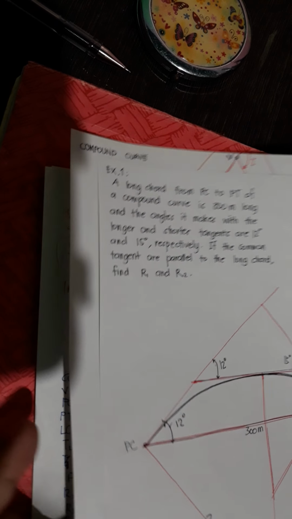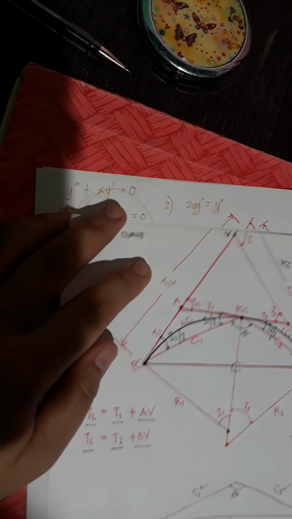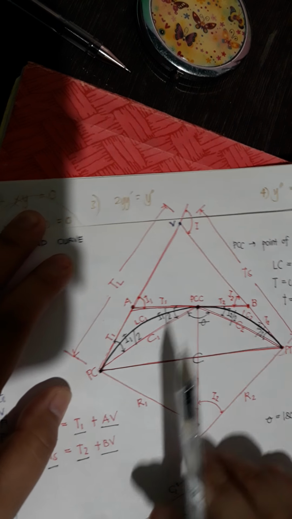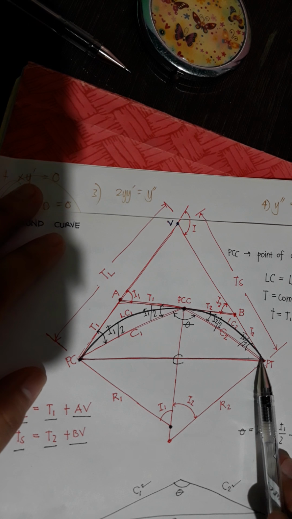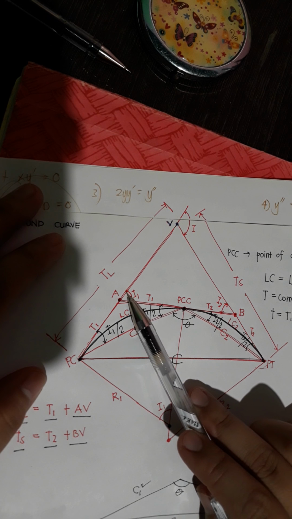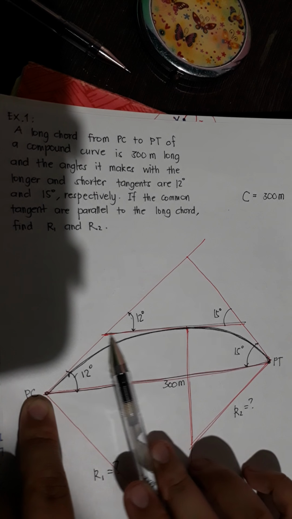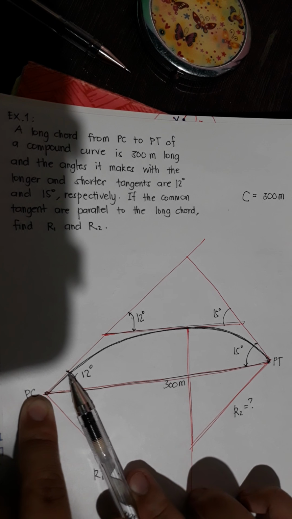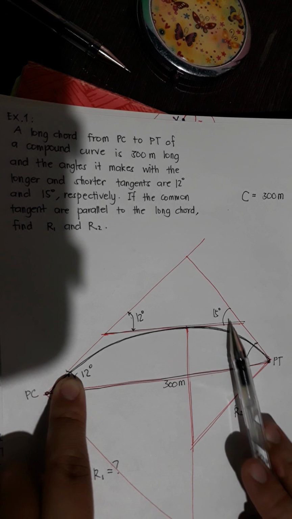Okay? But if it is not parallel, for example, in this general figure of a compound curve, as you can see here in the drawing, this common tangent and this long chord are not parallel. Therefore, whatever the angle here is not equal to the angle right here. Okay? So, it is only in this example that the long chord and the common tangent are parallel. So, therefore, the given angle here is also the angle here. Okay? And this one also.